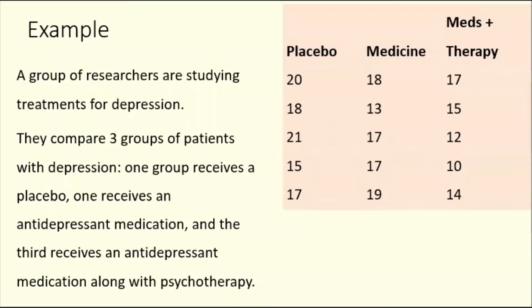So let's look at this example. In this example, we have a group of researchers who are studying treatments for depression, and they're comparing three groups of patients with depression. One group receives a placebo, one receives an antidepressant medication, and the third receives an antidepressant medication along with psychotherapy.